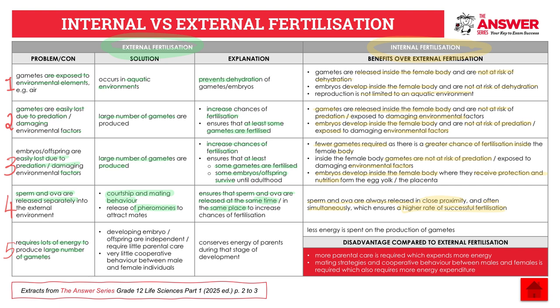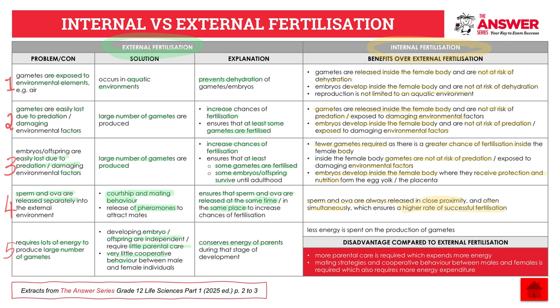So the solution is that the developing embryo or offspring are independent. They require very little parental care. So at least we're offsetting that energy input that initially happens in the production of the gametes. We offset by not having to require too much parental care after fertilization and development. And very little cooperative behavior is required between male and females. So for fish, it's just literally releasing sperm and ova into the environment and hoping they get enough contact between them. And the explanation for this is that obviously it conserves energy of parents during that stage of their development.